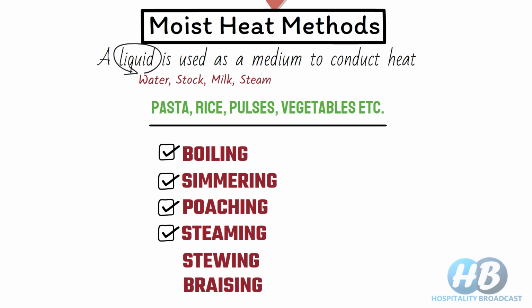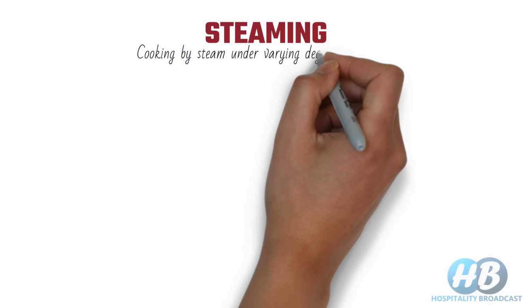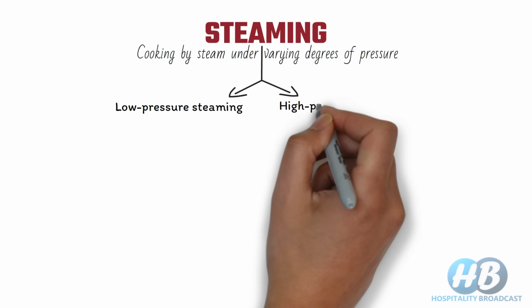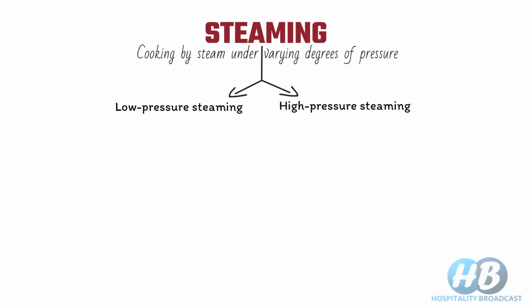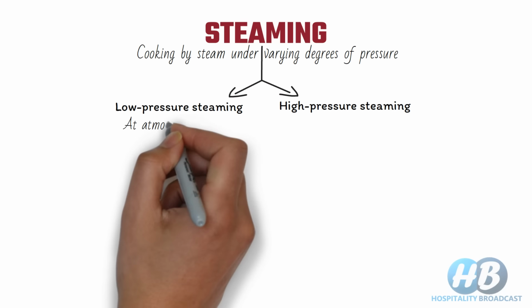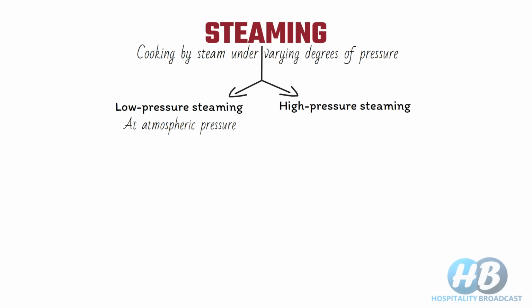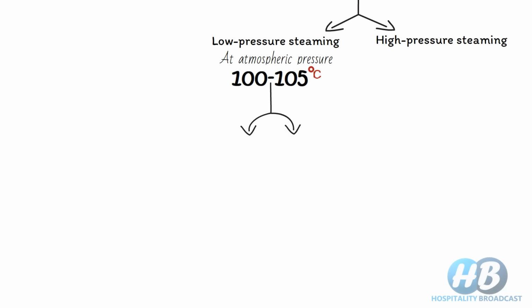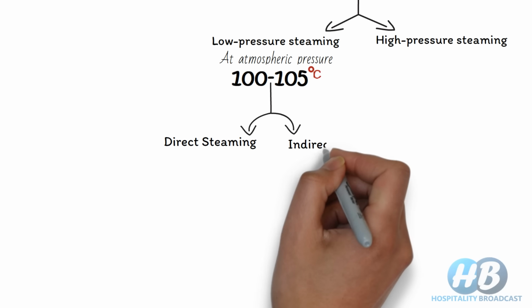Next we have steaming. Steaming, as the name suggests, is cooking by steam under varying degrees of pressure. For instance, low pressure steaming and high pressure steaming. Low pressure steaming. Here, steam is used under normal conditions without any extra pressure, meaning at atmospheric pressure. The temperature will range from 100 to 105 degrees Celsius, which is just above the boiling point. Such steaming could be of two types, direct steaming and indirect steaming.